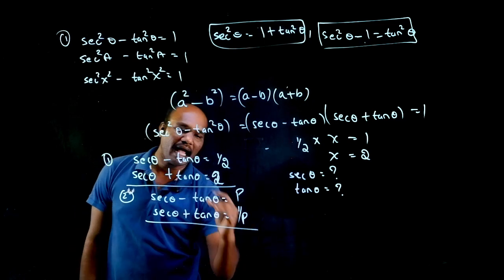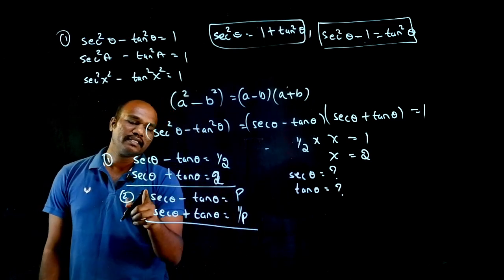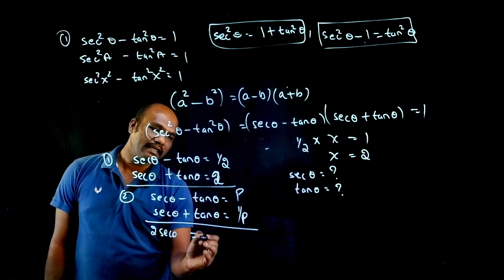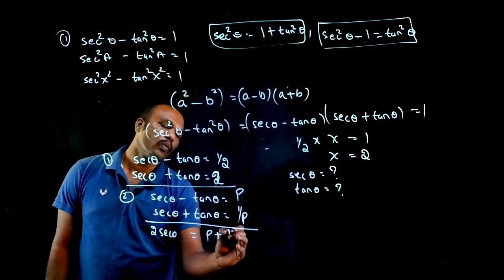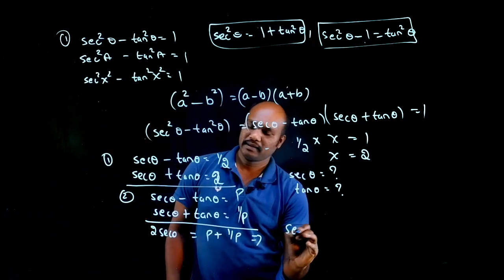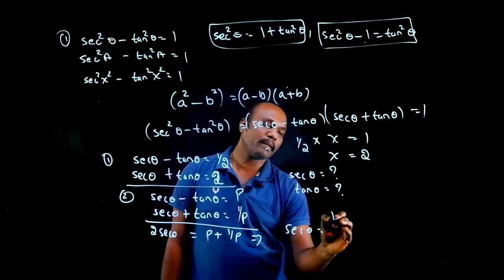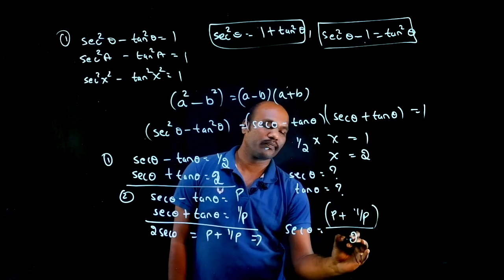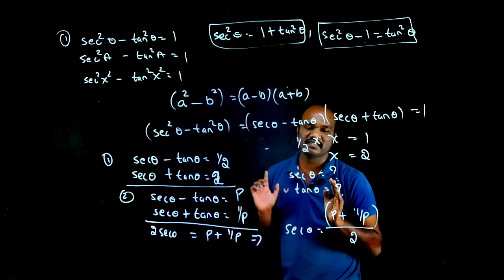So if I add these two equations, number 1 and 2, secant theta plus secant theta is 2 secant theta. The tan theta gets cancelled. So we get P plus 1 by P. Secant theta value will be equal to P plus 1 by P, over 2. This is simple.